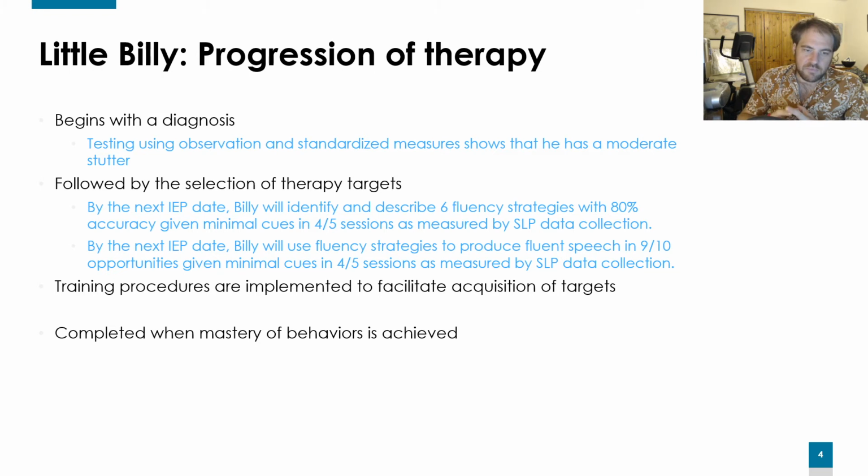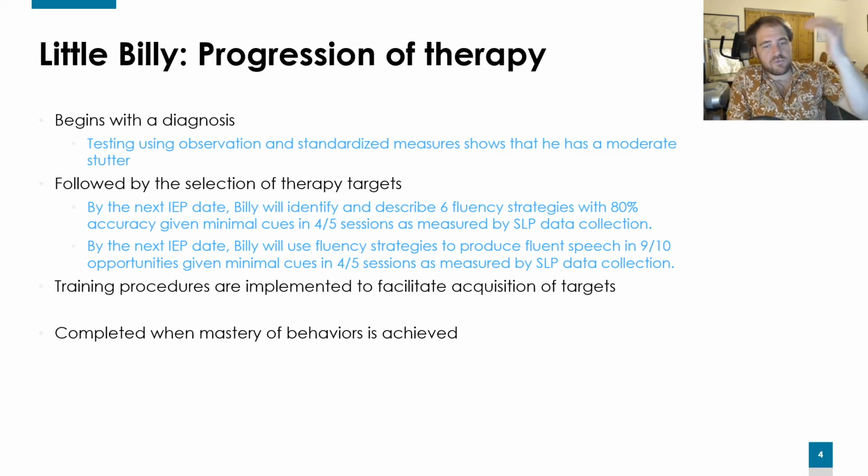By the next IEP date, Billy will identify and describe 6 fluency strategies with 80% accuracy, given minimal cues in 4 out of 5 sessions, as measured by SLP data collection. By the next IEP date, Billy will use fluency strategies to produce fluent speech in 9 out of 10 opportunities, given minimal cues, in 4 out of 5 sessions. So you see, we've gone from 80% to 90%, as measured by SLP data collection.